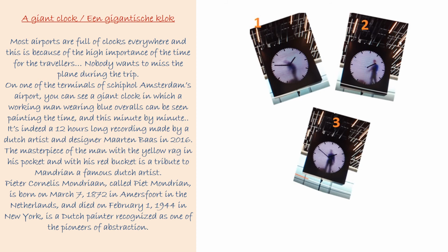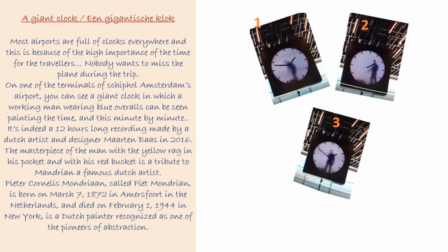Peter Cornelis Mondrian, called Piet Mondrian, was born on 7th March 1872 in Amersfoort in the Netherlands and died on 1st February 1944 in New York. He is a Dutch painter recognized as one of the pioneers of abstraction.